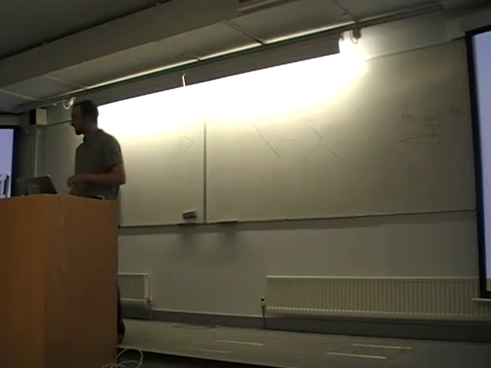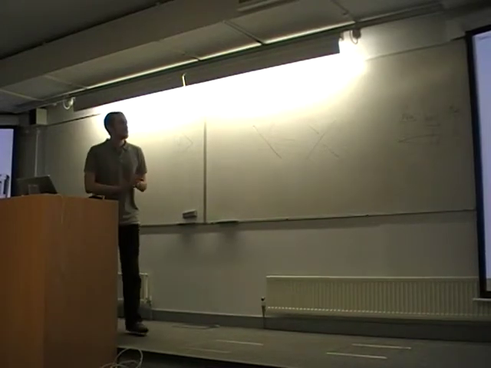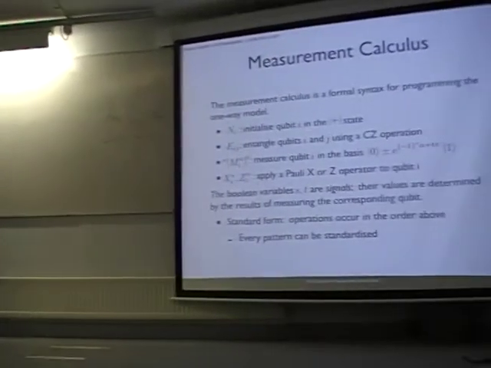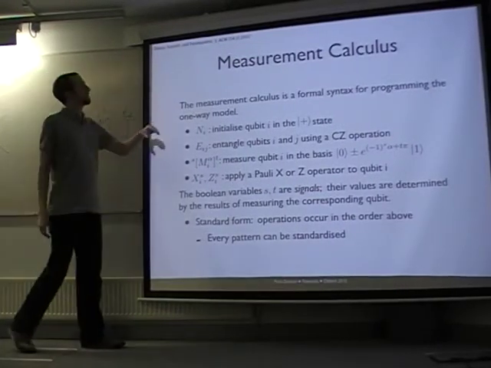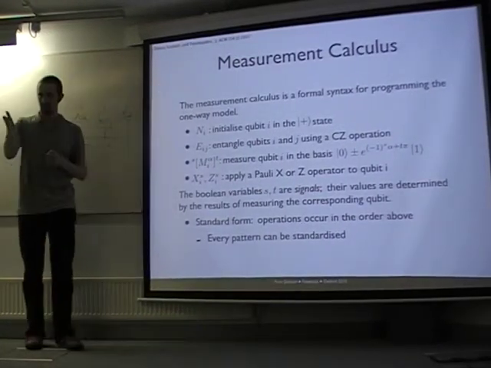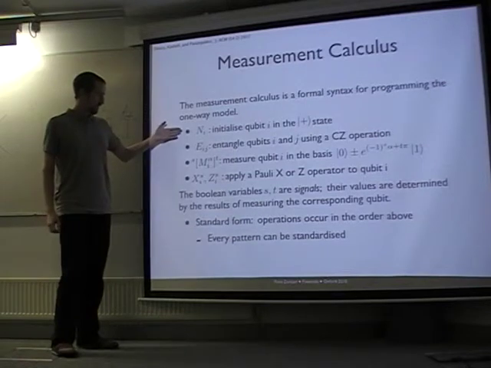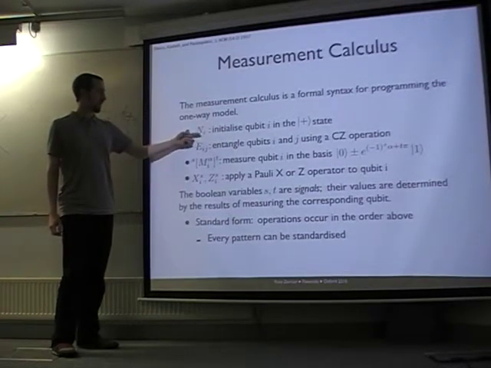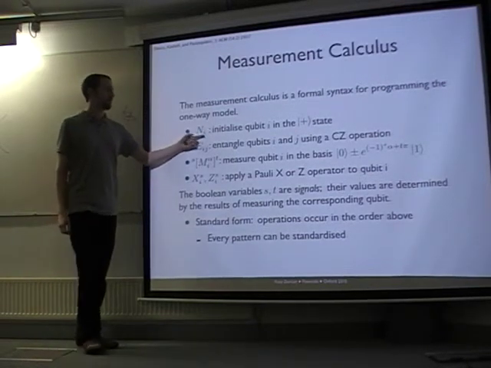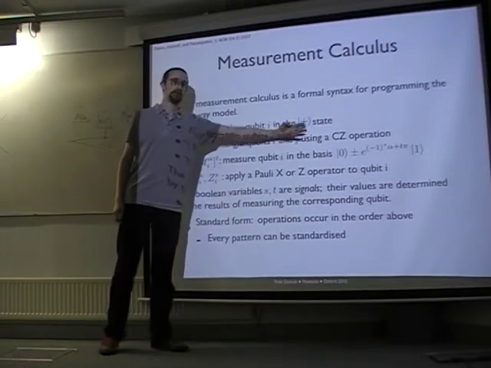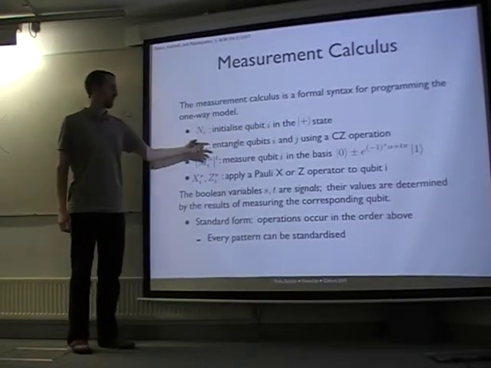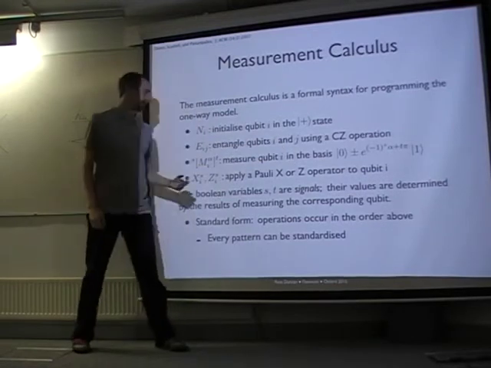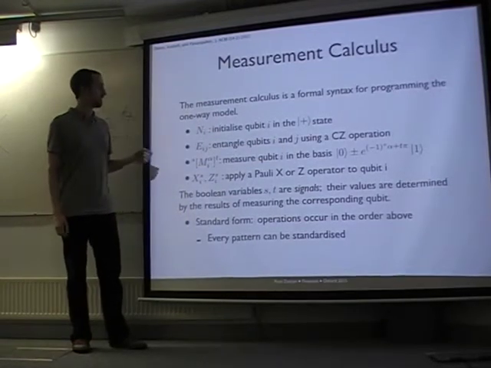So let's be a little bit more formal, and I'll introduce some syntax to describe these kinds of things. This is measurement calculus by these guys, Kashefi being one of them. And so the syntax is as follows. You have an operator N_i, which says i is a fresh qubit initialized in this state. You have E_ij, which says entangle i and j. This is the CZ operation I showed a minute ago.